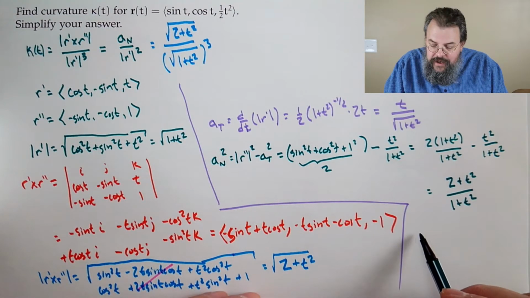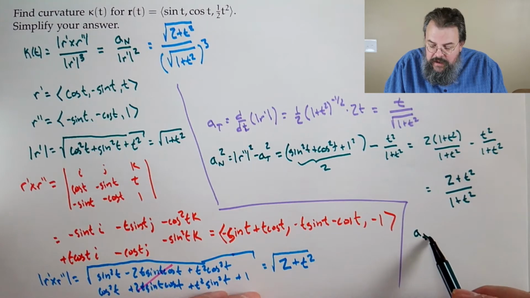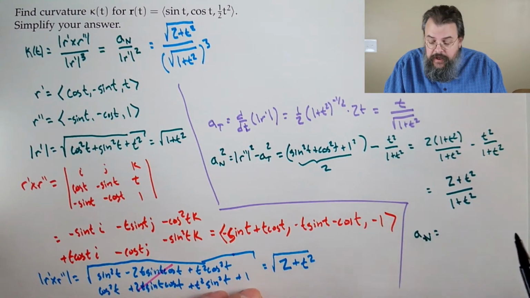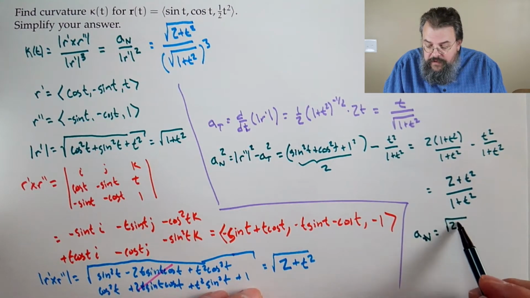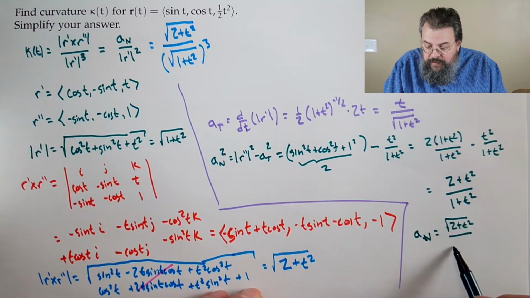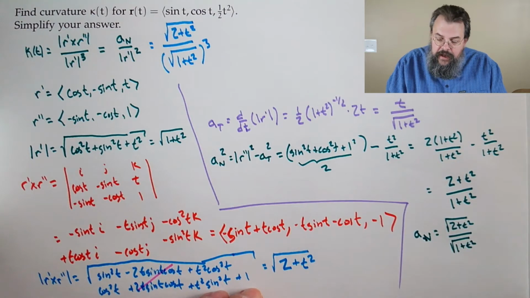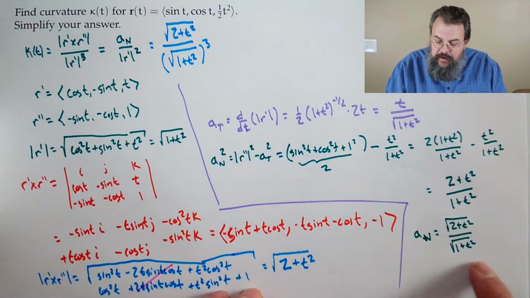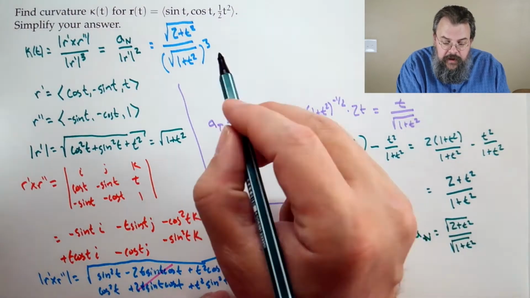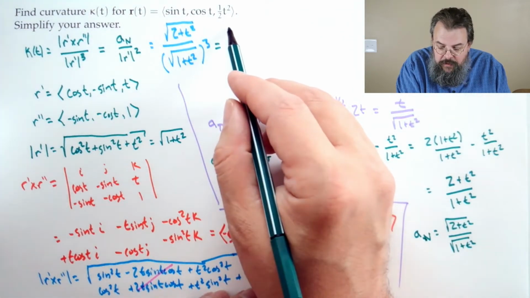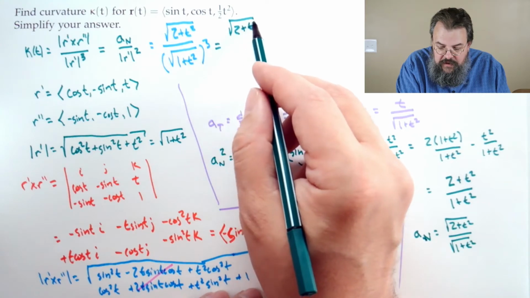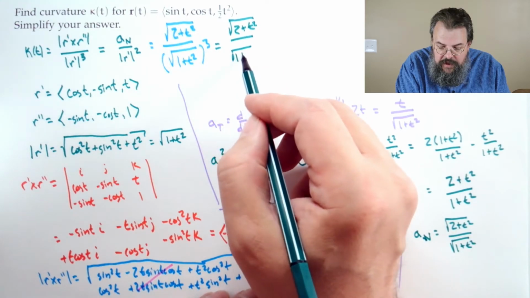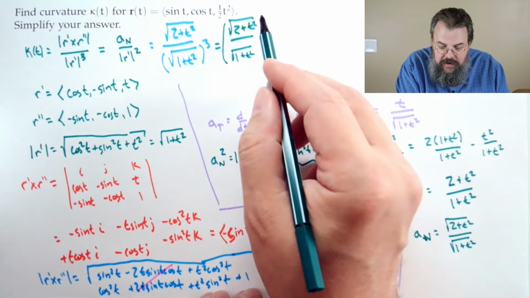So we conclude, what is a sub n? Well, we take the square root. So we get the square root of 2 plus t squared divided by the square root of 1 plus t squared. And now, what do we see? Look, a sub n, you would take a sub n, which is this expression. So that would be the square root of 2 plus t squared over the square root of 1 plus t squared. That's our a sub n.